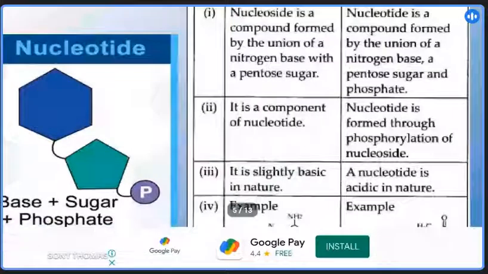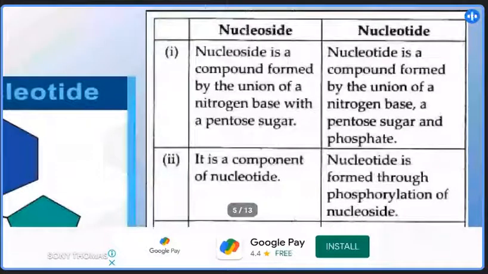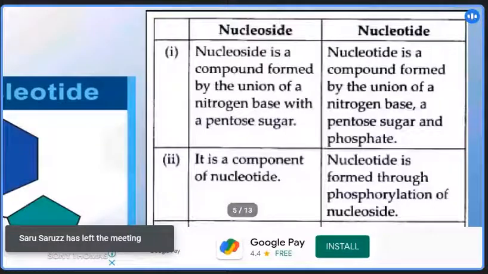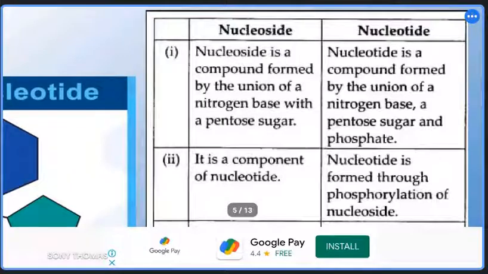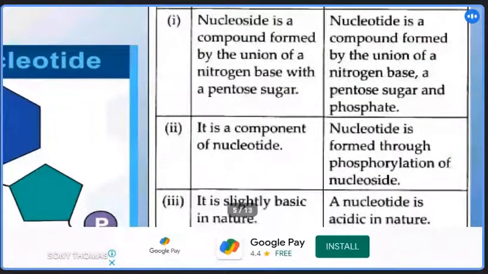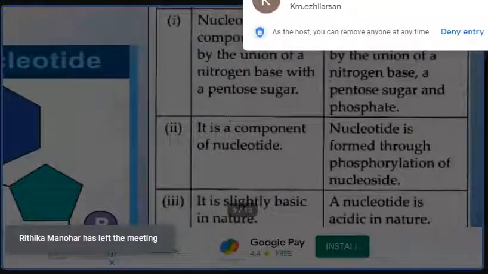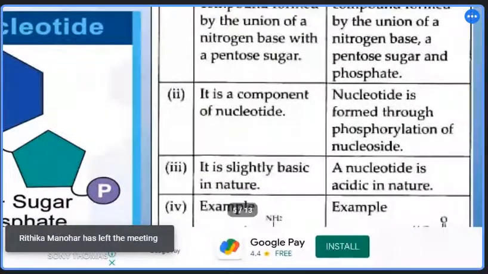Difference between nucleoside and nucleotide. A nucleoside is a compound formed by the union of a nitrogen base with a pentose sugar, whereas a nucleotide is the compound formed by the union of a nitrogen base, a pentose sugar, and a phosphate. A nucleoside is a component of a nucleotide. A nucleotide is formed through phosphorylation of a nucleoside.